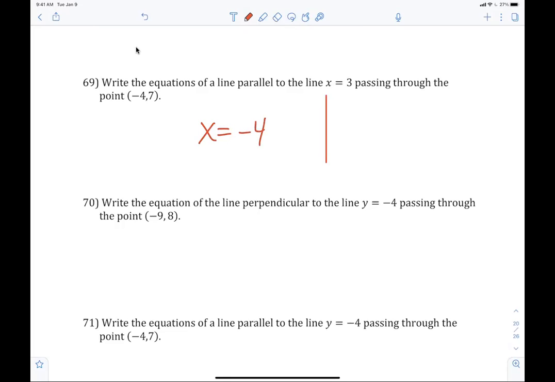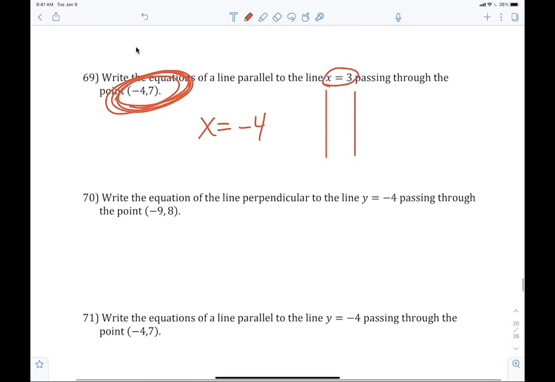x equals -4. Now, for whatever reason, that causes some problems. So if you're not sure, speak up. Wait, how'd you get a -4? Well, because the only thing that can be parallel to a vertical line is another vertical line. So a vertical line is always written as x equals. It has to go through this point. That's how I got the -4.